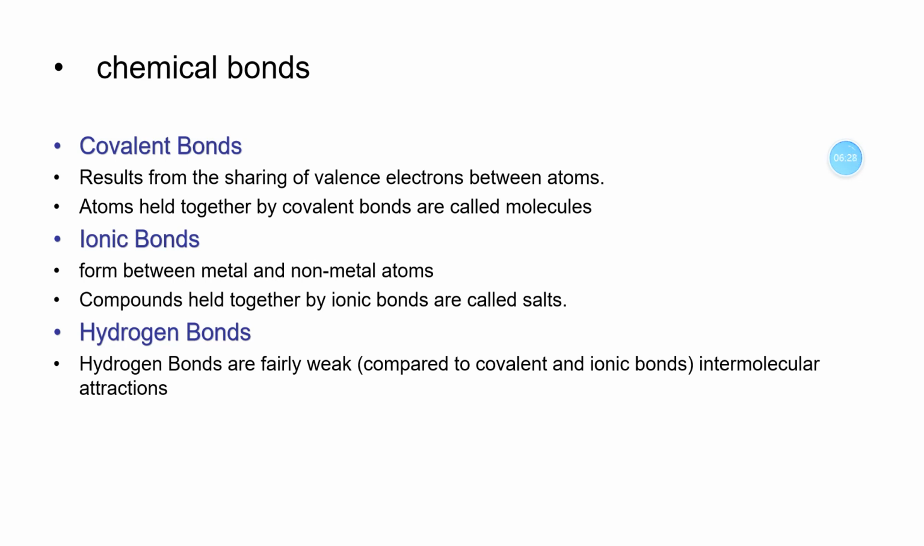Covalent bonds are a kind of strong bond because they result from the sharing of valence electrons between atoms, and those atoms held together by covalent bonds are called molecules. The second one is about ionic bonds. They occur between metal and non-metal atoms. Compounds held together by ionic bonds are called salts, like sodium chloride. It has ionic bonds.